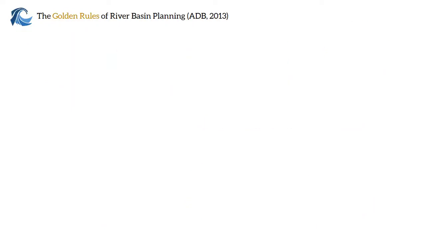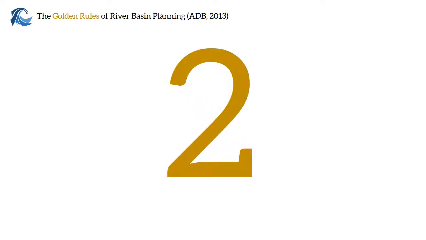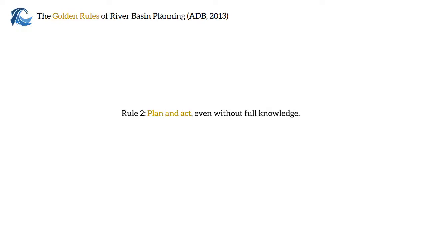before we go in head first. Number two, second golden rule of river basin planning is plan and act even without full knowledge, which is actually contradictory to the first golden rule, which is one of the things I don't agree with, as I said earlier. This basically entails that we have to plan without knowing everything, which doesn't make sense to me personally.